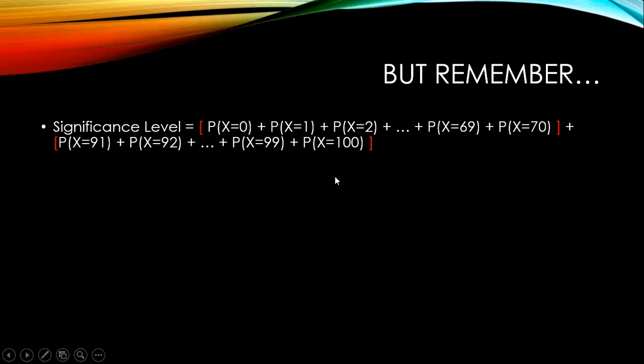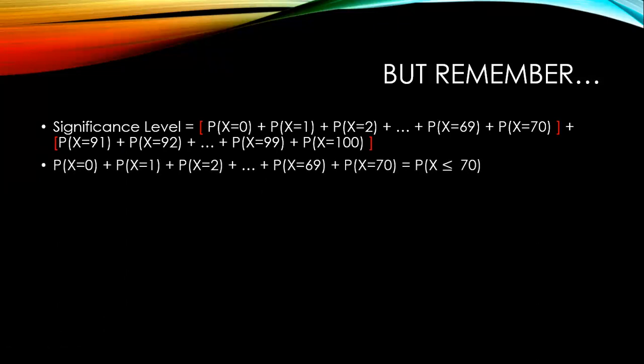We've got the upper tail critical region, so I've used red brackets here just to make it really clear. Lower tail critical values, upper tail critical region values, and we're going to add those together. The first key point is that in my first pair of red square brackets, the probability of getting 0 successes, 1 success, 2 successes, 3 successes, up to 70, is equal to the probability that you get less than or equal to 70 successes. So you could get no successes, 1 success, 2 successes, all the way up to 70.